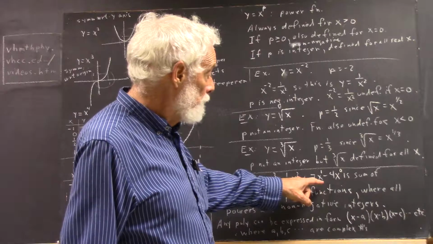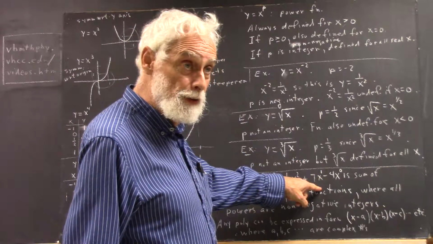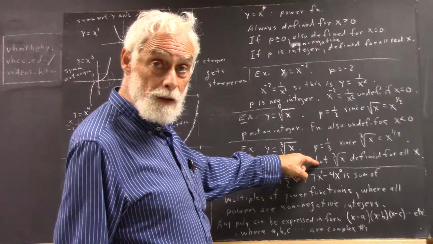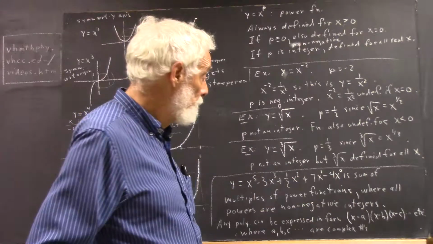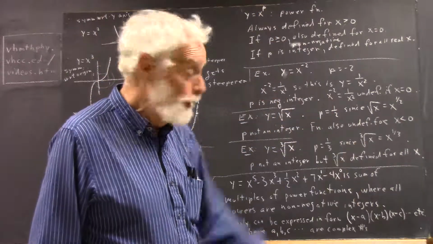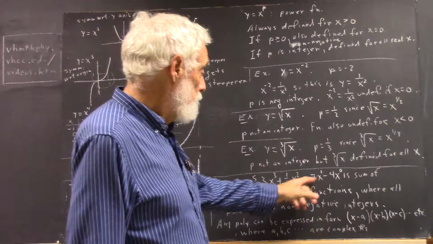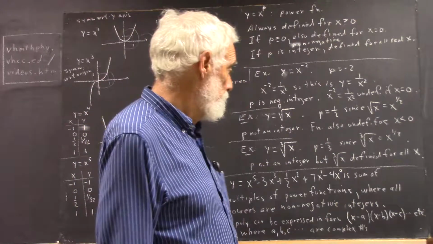X, which we write here just to be explicit, is x to the 1, but anytime you just see x, we understand that its exponent is 1, and it is a power function with p equal to 1. That means p equals 1, we have y equals x to the 1, it's a power function. So we have 7 of those, and then we have negative 4x to the 0.